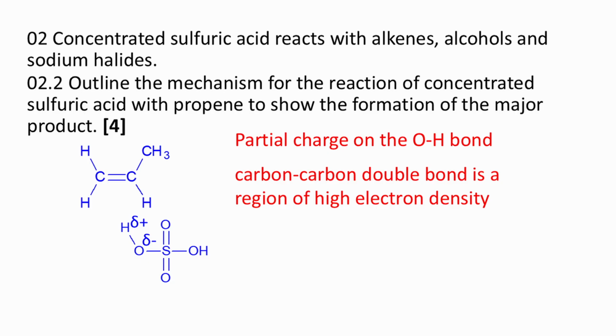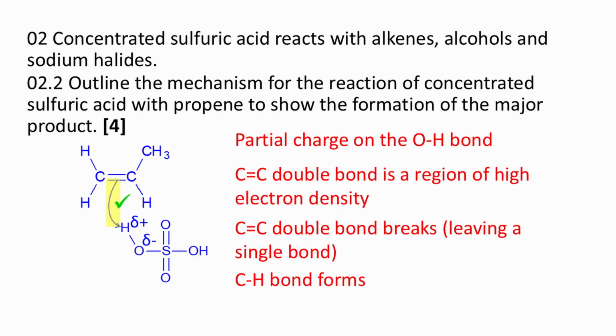Oxygen is much more electronegative than hydrogen. There is a partial charge on the OH bond shown with delta plus and delta minus. The carbon-carbon double bond is a region of high electron density. The carbon-carbon double bond breaks, leaving a single bond, and a CH bond forms. This is shown with the curly arrow highlighted and gains the first mark.